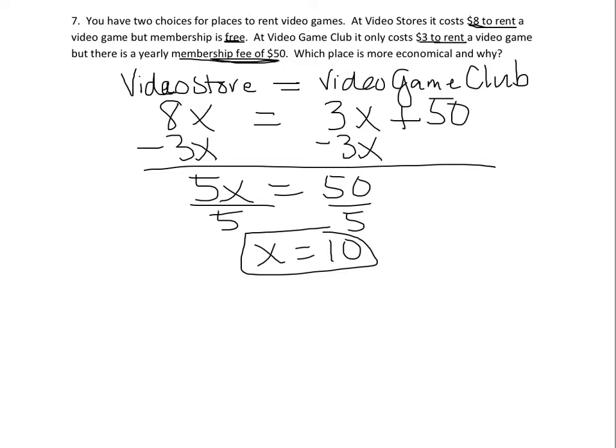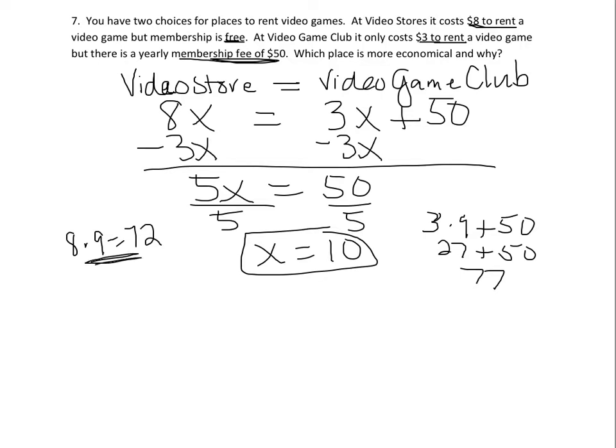So let's look at one below. Let's look at what it would cost if, say, you rented 9 video games. At the video store, you do 8 times 9, and it would cost you 72. What would it cost at Video Game Club if you did 9? Well, you'd have to do 3 times 9 plus 50, which would be 27 plus 50, which would give you $77. So it looks like if you did less than 10, the video store would be a better buy.